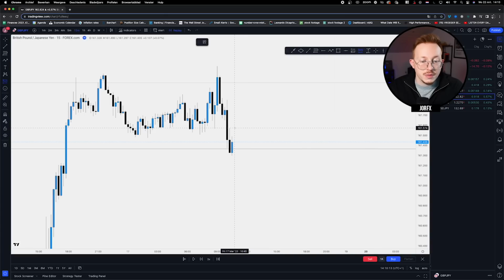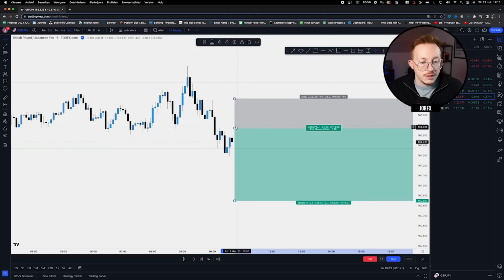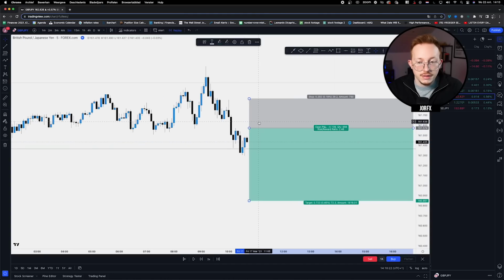Basically, this was my trade. Really simple, really quick, but I went down to the 5-minute even, I believe, to make it a bit more clean.